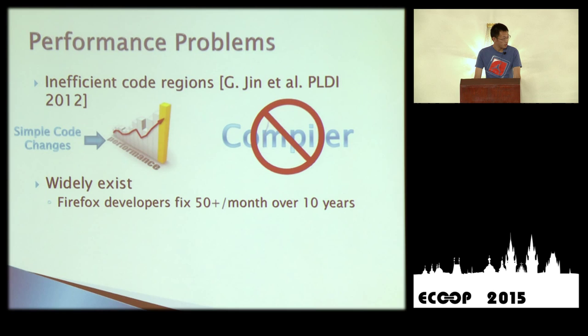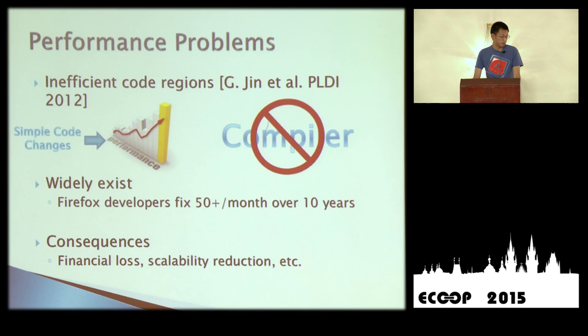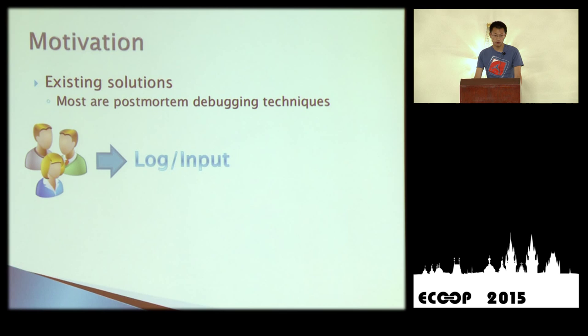Performance problems widely exist in software. For example, Firefox developers have fixed more than 50 performance problems per month over the past 10 years. These problems seem harmless, but actually they can lead to severe problems, such as financial losses, scalability reduction, and many other problems. They are really annoying.